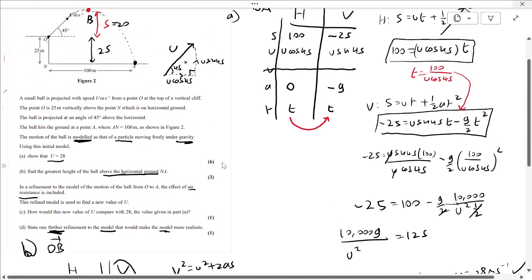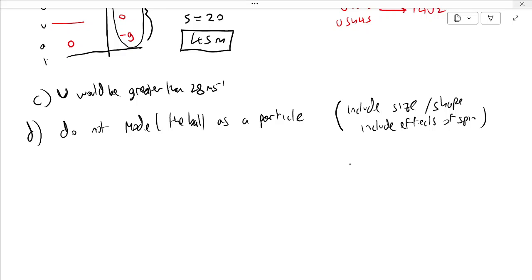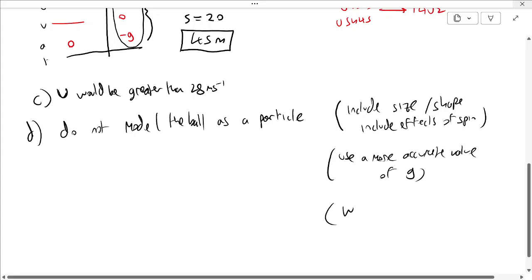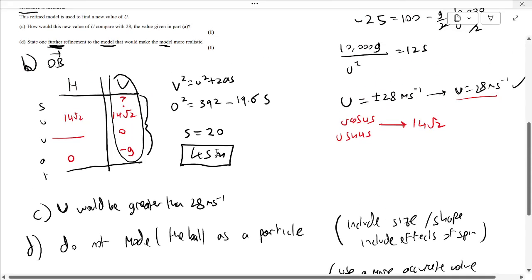When it says moving under gravity, you could talk about using a more accurate value of g. 9.8 is not exact. Another silly answer they actually do allow, they wouldn't allow air resistance, they would allow wind. I would never put that one. It literally says model as a particle in the question. Go with that one.